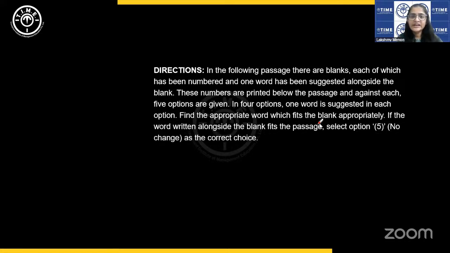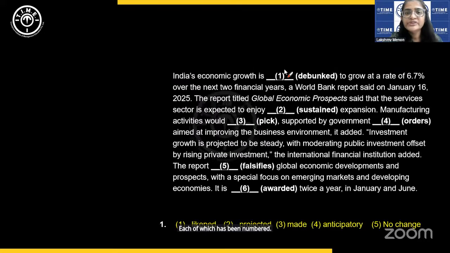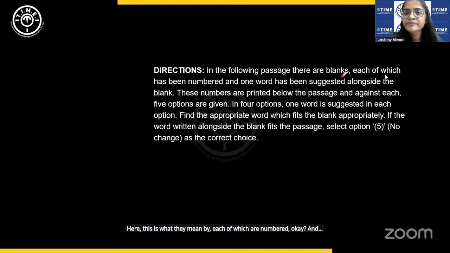Here we have the first question. We have the first set. So the instructions, this is just for you to see. In the following passage, there are blanks, each of which has been numbered here. This is what they mean by each of which are numbered. And one word has been suggested alongside the blank. This is one particular pattern.